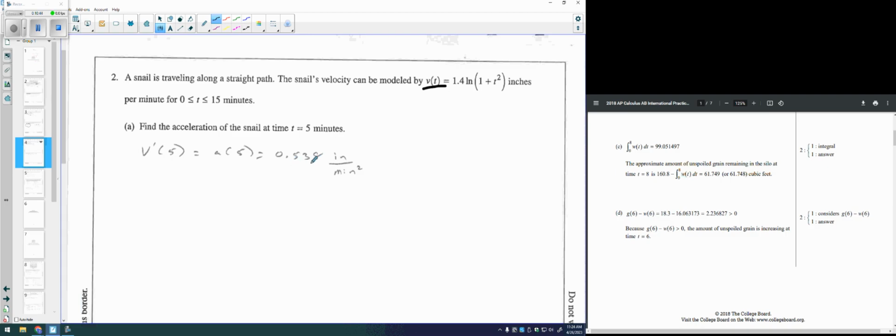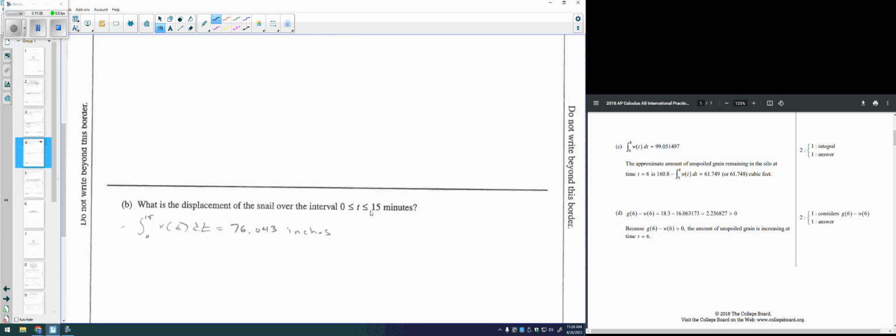Again, 3 decimal places. What are my units? This is inches per minute. So I guess I should have highlighted that also. There's my units. And now we're doing inches per minute, the rate at which the velocity is changing, or inches per minute squared. Simply type it into the calculator.